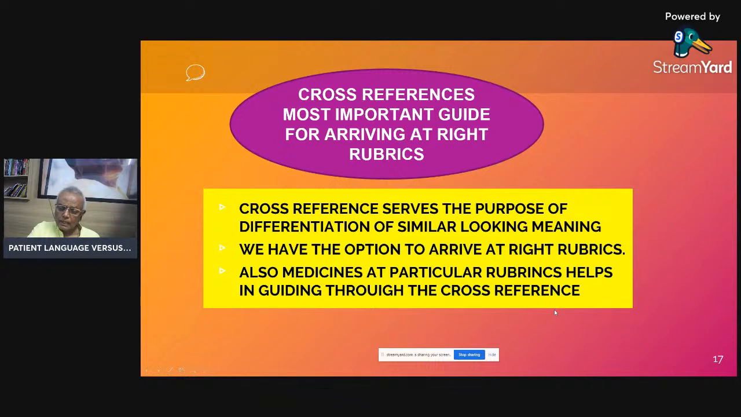Suppose you get into your mind that this patient needs this particular medicine. That medicine will also help you to consult other rubrics. So cross references come from rubric to rubric and also from medicines to rubrics. You can cross refer. This is a very beautiful, strategic way to reach a better understanding and the right conclusion in the repertory.